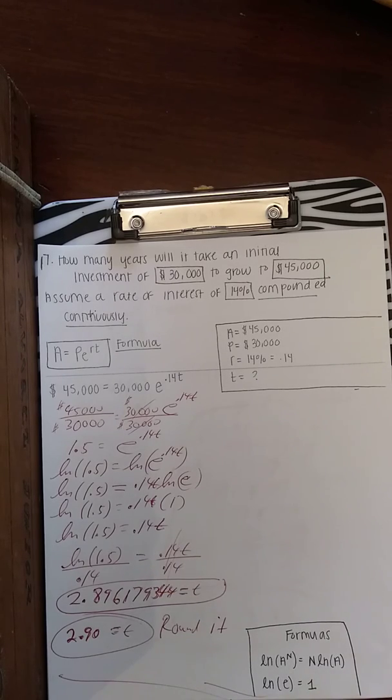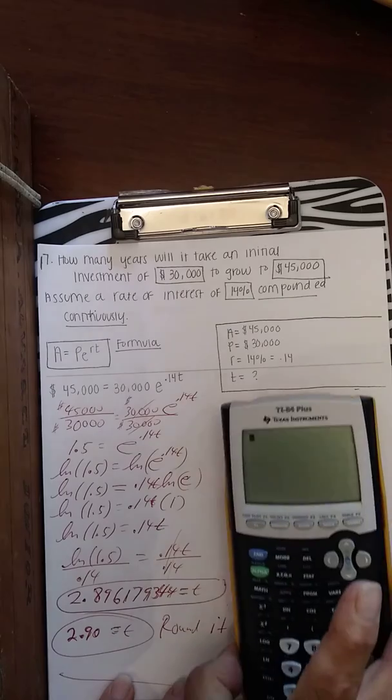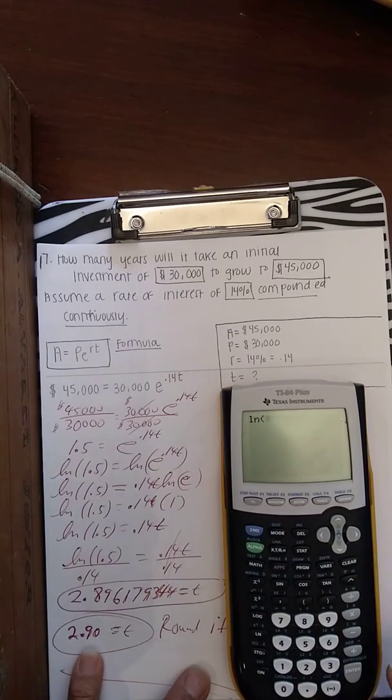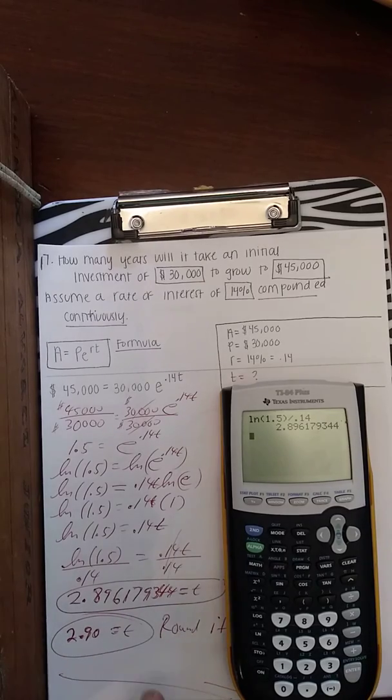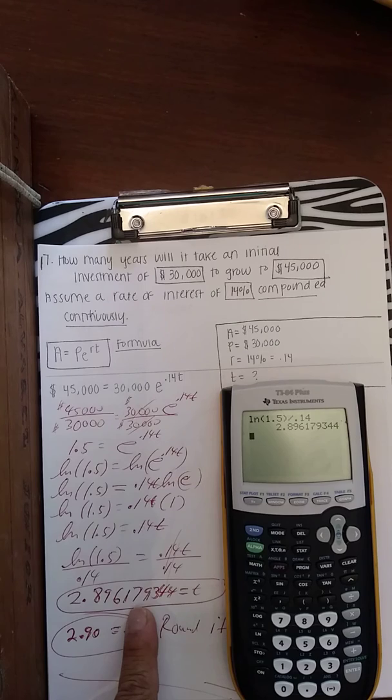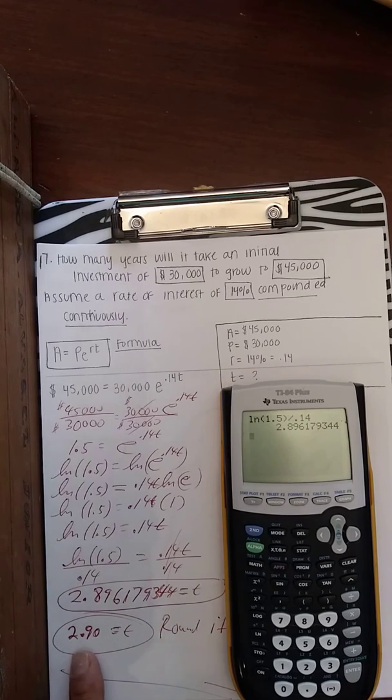Alright, so let's do that right now. So let's go ln of 1.5 divided by 0.14 is 2.90, or we can round it to 2.90.